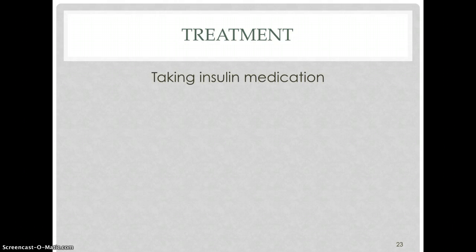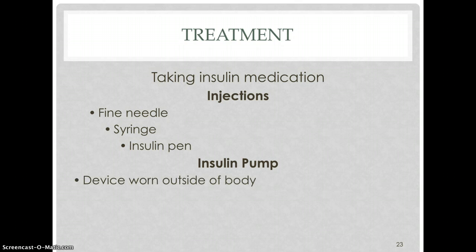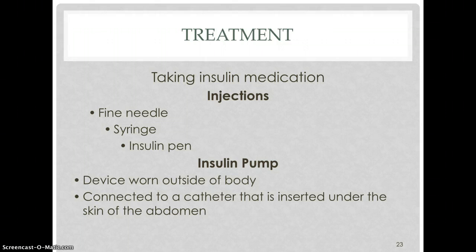Now, treatment for diabetes type 1. Taking insulin medication, injections. There are a few options here, which are fine needles with the injection of insulin, syringe, insulin pen, and the insulin pump, which is a device that is worn outside of the body. It is connected to a catheter that is inserted under the skin of the abdomen.